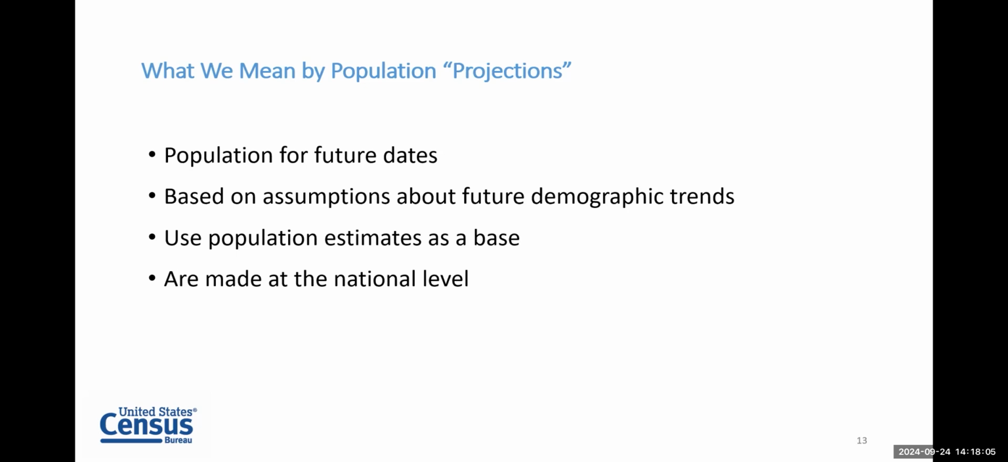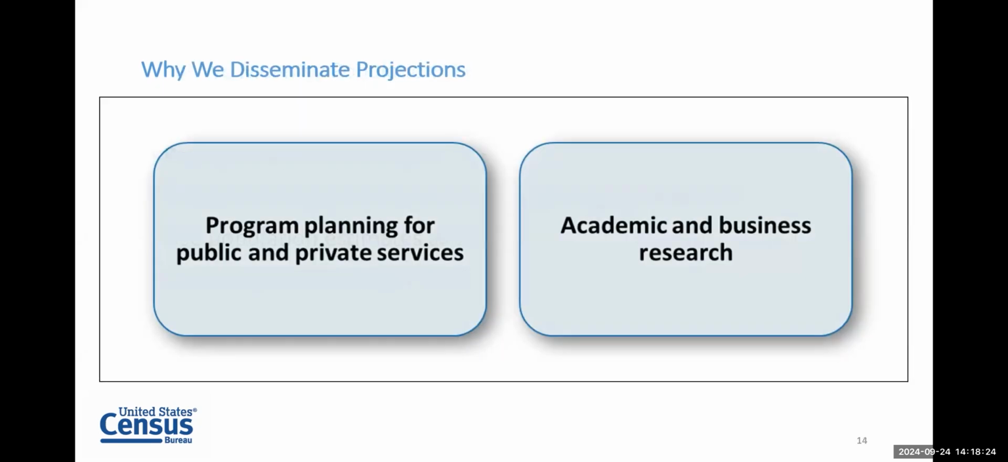We released state projections in the late 90s. That's the last time we released them. But even still, they're a good resource. A lot of states that produce population projections will use ours as either a benchmark, or they'll use them actually in their processing as a control. So it is good that we produce them. So why do we disseminate them? For program planning and for public and private services, also academic and business research.